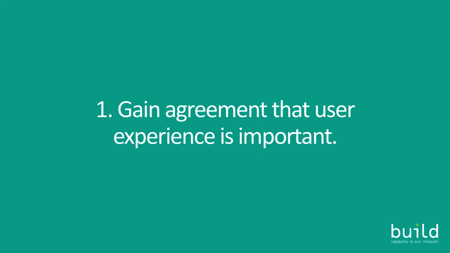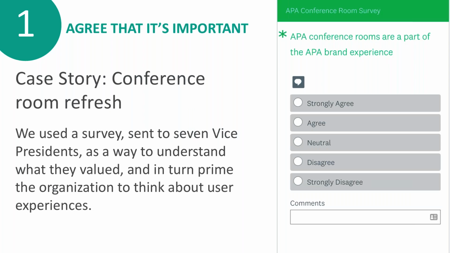So the first one I want to talk about is gaining agreement that user experience is important. And I'm going to use a case study, something I was involved in at an organization where I serve as an interim CIO. There are 7 vice presidents, and everybody there is very tired of the conference rooms. I could have undertaken this project simply by finding new vendors, getting some demos, making a decision unilaterally, and then organizing trainings for staff about how to use the new conference room technology. But we chose to handle this a bit differently.